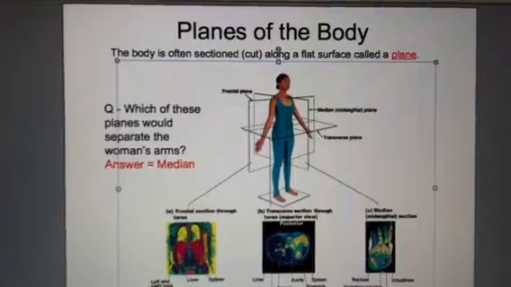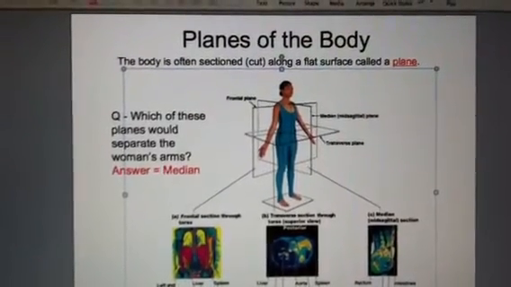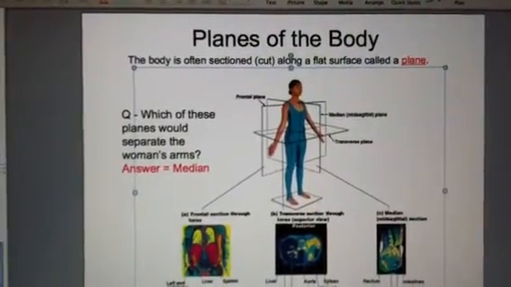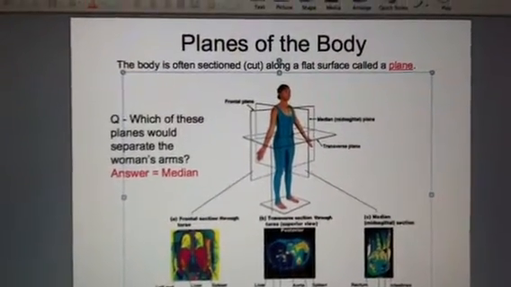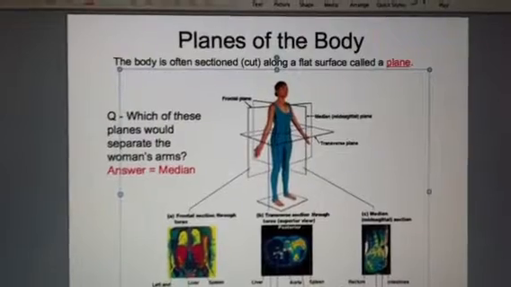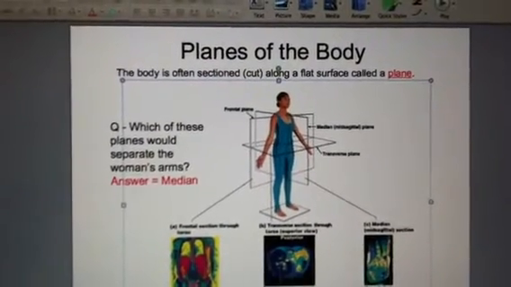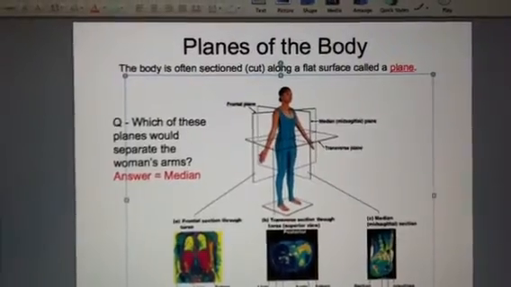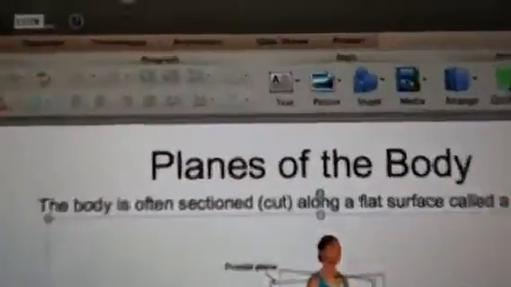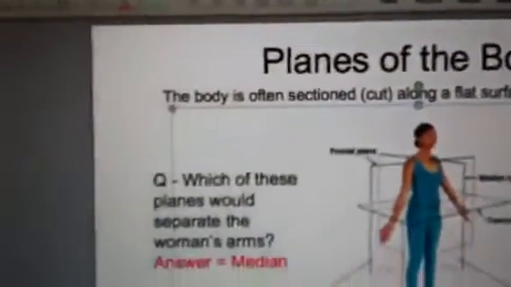This pertains to how we image people with either x-rays or CT or MRIs. And we need to slice through the human body so that we can see into it better. The body is often sectioned or cut along flat surfaces. These flat surfaces are known as planes. And you can see the word that you need to fill in there, plane.